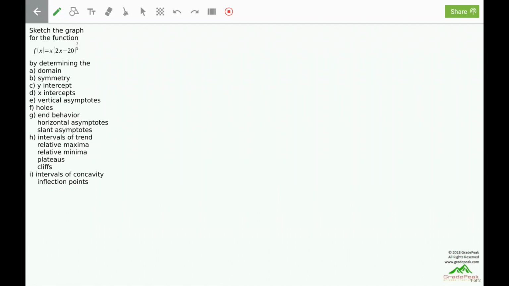Sketch the graph for the function f of x equals x times (2x minus 20) to the 2/3 power by determining the parts A through I. f of x equals x, a polynomial term, the domain will be all real numbers, times 2x minus 20, another polynomial to a fractional exponent, 2/3 power. The denominator of the fractional exponent is the root. It's an odd number here, and the domain of an odd root is all real numbers. So for part A, the domain will be all real numbers, or negative infinity to positive infinity.